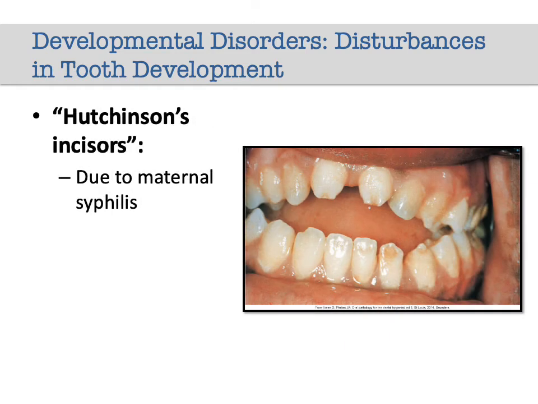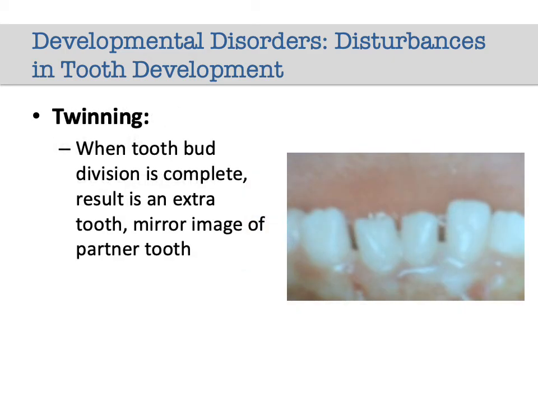Hutchinson's incisors are a disturbance in tooth development that occurs due to the mother having syphilis. Twinning occurs when tooth bud division is complete, but it results in an extra tooth. It's a mirror image of its partner tooth.